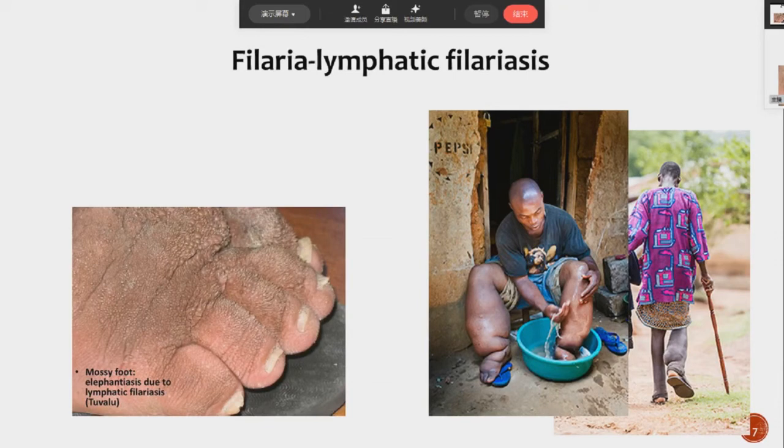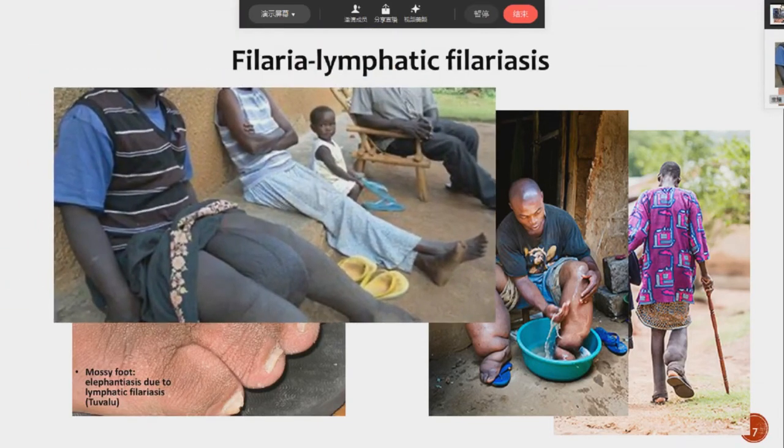So why are they having these diseases? The worm is parasitizing. Why do the patients have elephantiasis? The adult worm is parasitizing in the lymph node, so they are blocking the lymphatic circulation. In whichever part of the lymph node they are blocked, the later part of the limbs will be enlarged. So maybe in men, the testis will have elephantiasis, but in women, maybe their breast can also be blocked. That is for the filaria, lymphatic filariasis.